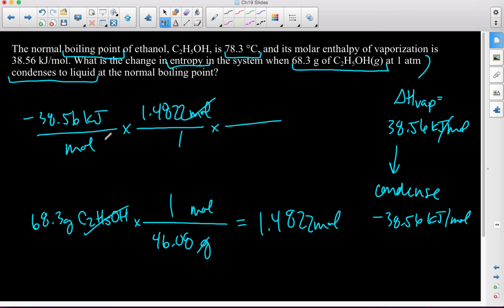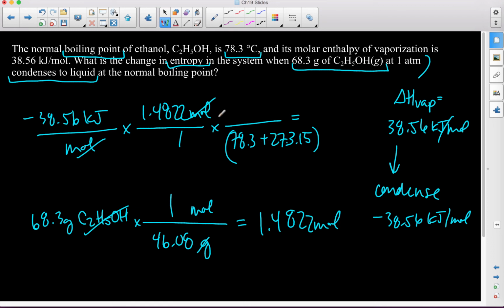And we know that my moles now cancel, but we know still that entropy is energy per temperature. That's right. So we're going to take our 78.3 plus 273.15 to turn it from Celsius into Kelvin, and this gives us our entropy change, right? So we're going to multiply and then we're going to divide, and that's going to give us our entropy change.